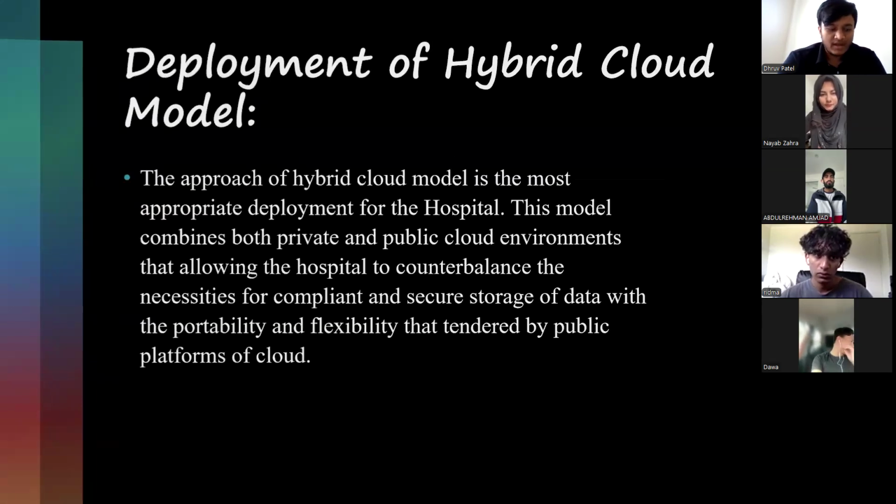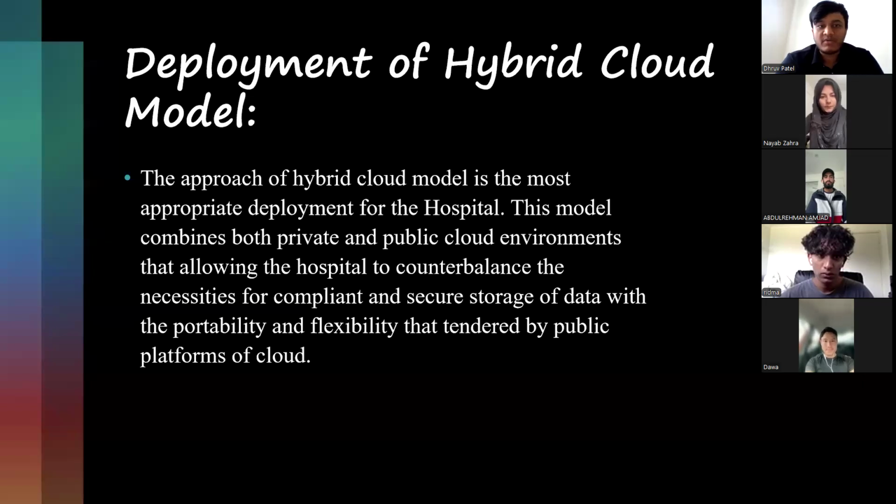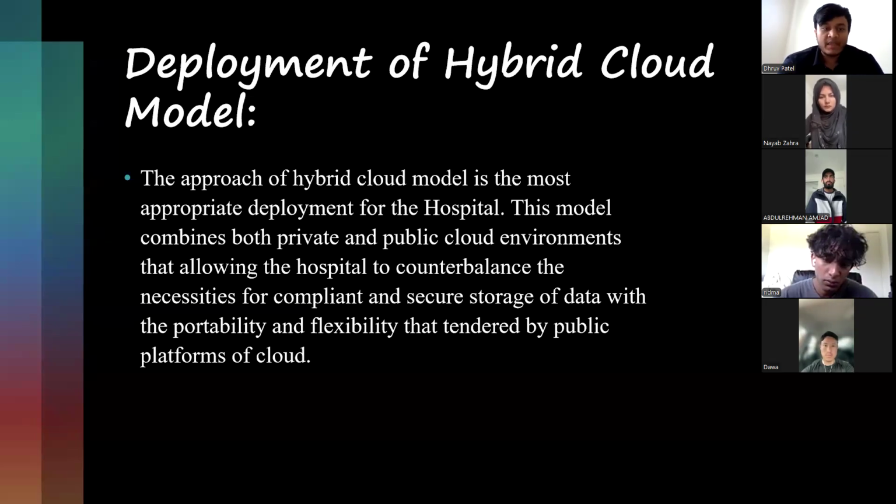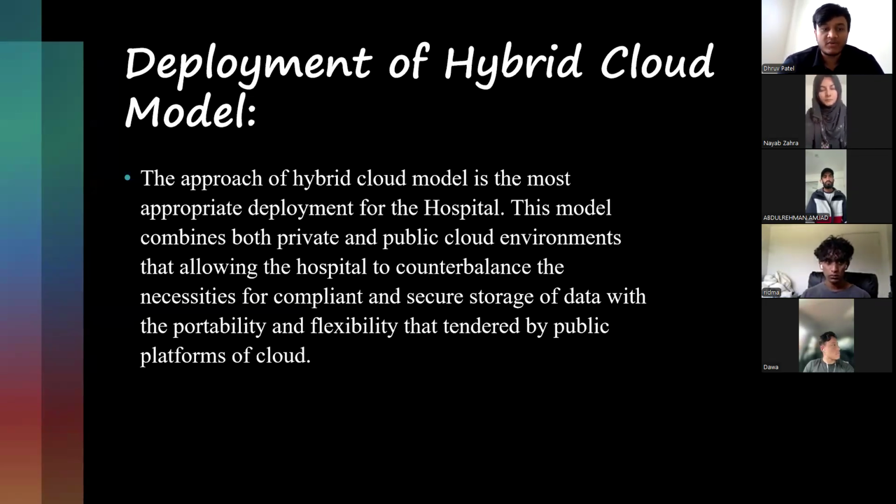Hello everyone, my name is Dhruv Patel. Today I am going to discuss the deployment of the hybrid cloud model in the healthcare sector. The hybrid cloud model is the most appropriate approach for the hospital. This model combines both private and public cloud environments, allowing the hospital to balance secure storage of necessary data with the portability and flexibility to access data anytime through public cloud platforms.